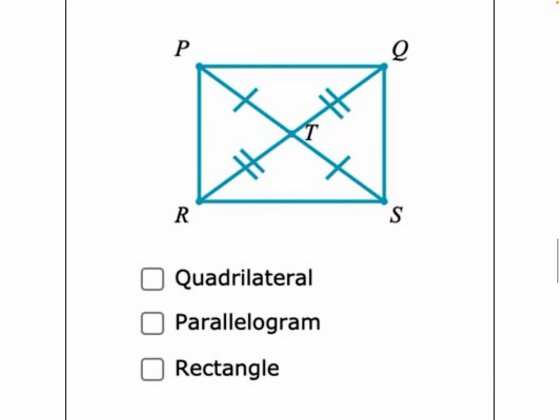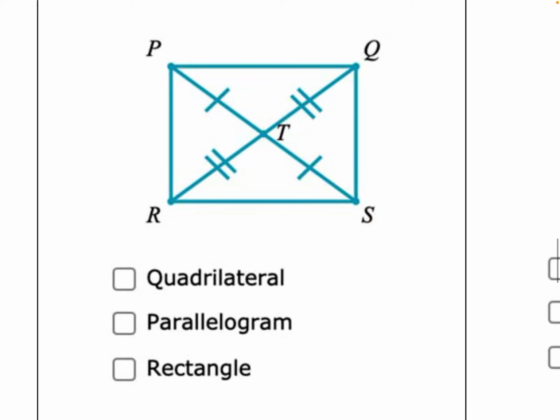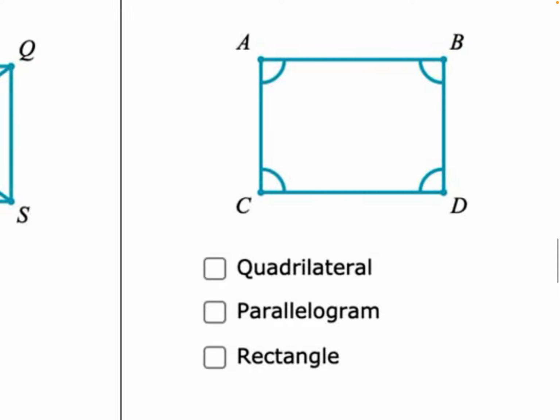Next one. I can't really say that my diagonals are congruent because from P to S, those only have the 1 marking. From R to Q, those have the 2 markings, so that's not necessarily a rectangle. And we can say it's a parallelogram because we know that those 2 diagonals are bisecting each other. So diagonals bisect each other there. So that makes it a parallelogram. And it is a quadrilateral too because all parallelograms are quadrilaterals.